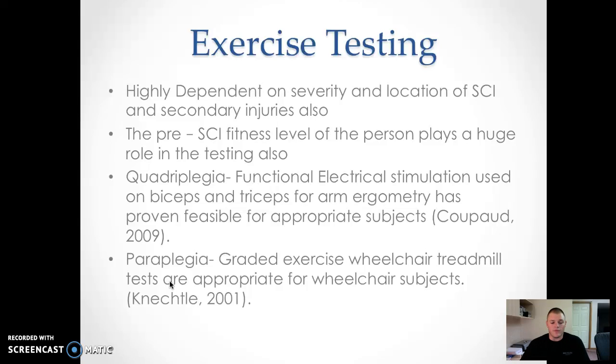That would be a little difficult for somebody that had an injury maybe less than a year before their test. It would be a little bit tougher. They wouldn't be able to perform as well, but you could perform it with a paraplegic person.